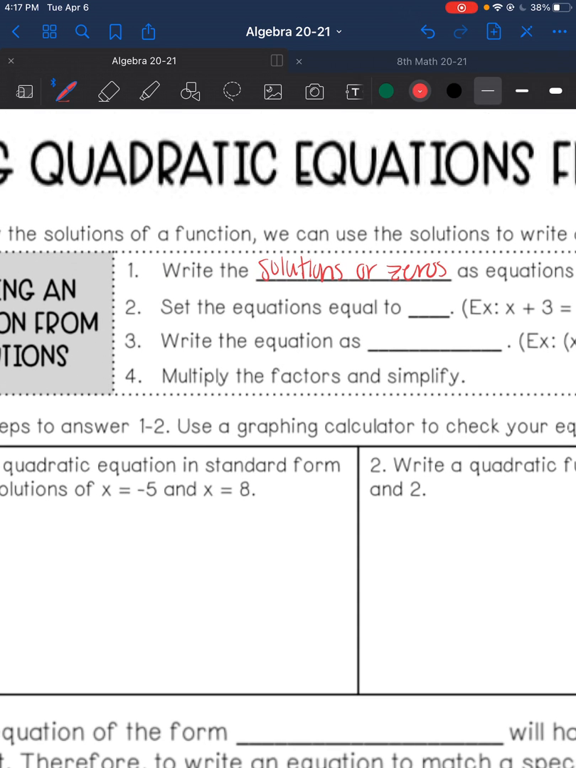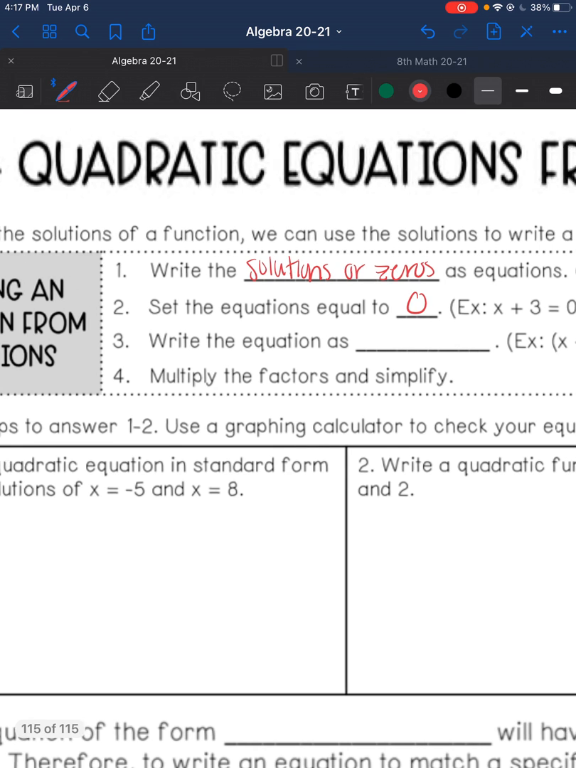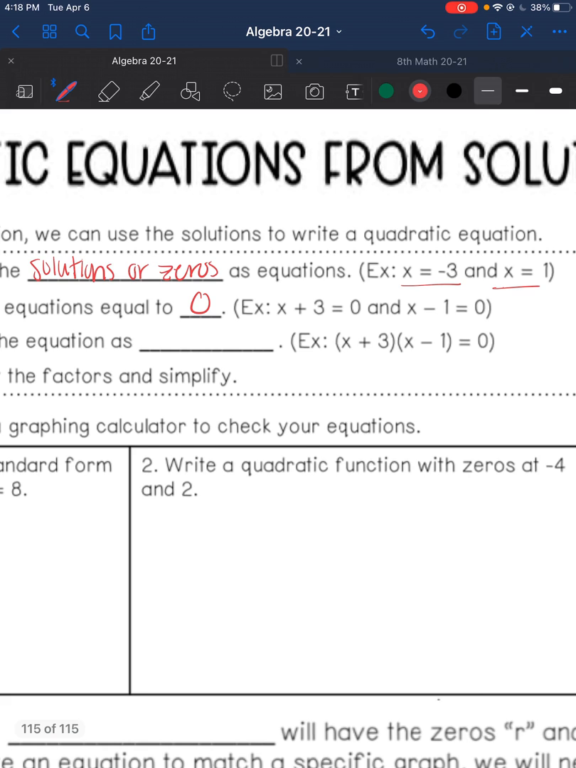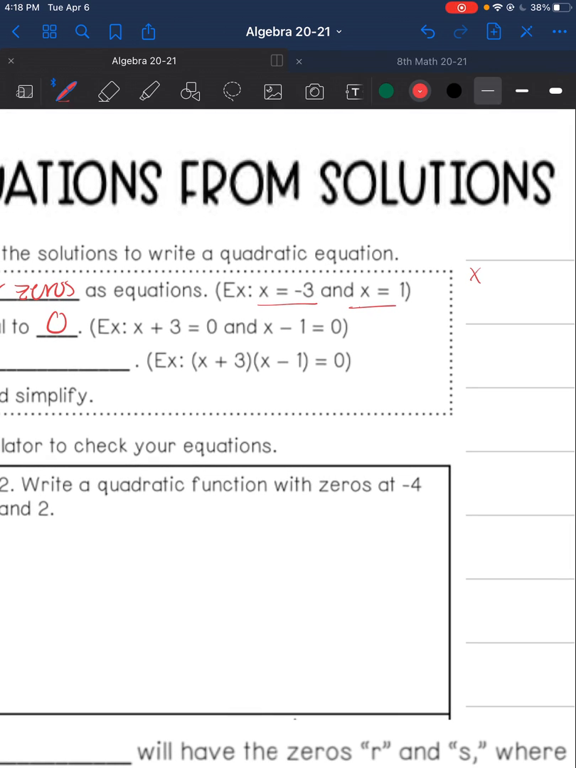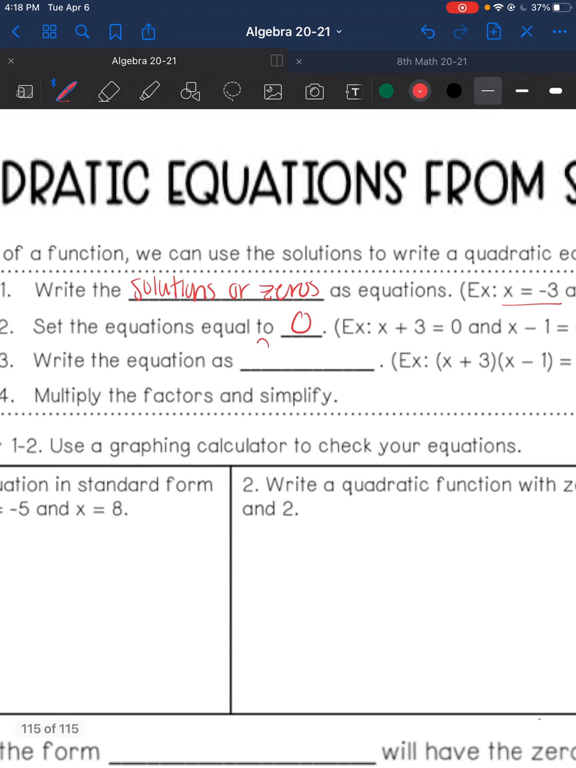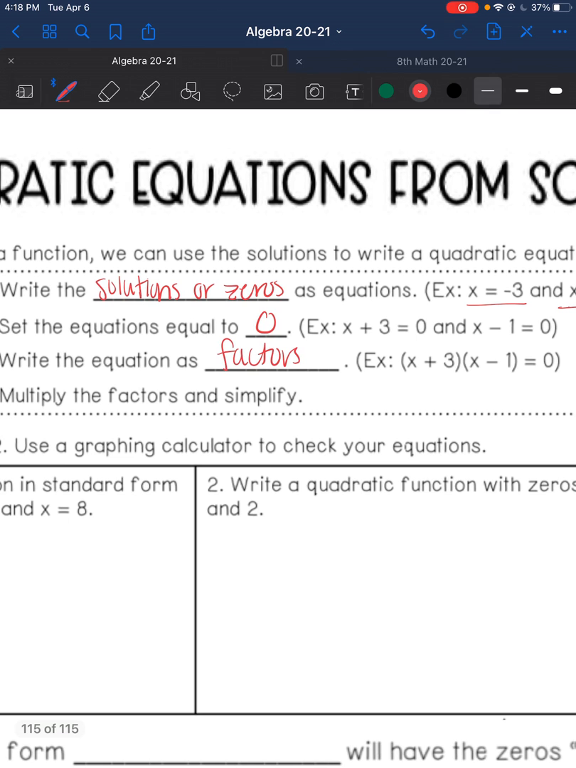Next, you set the equation equal to 0, just like how the example provides. We moved that 3 over, so x equals -3. If we want to set that equal to 0, we add 3 to both sides, so x plus 3 equals 0. That then becomes our factor. So we write the equations as factors, as shown in the example, and then we'll multiply the factors and simplify.